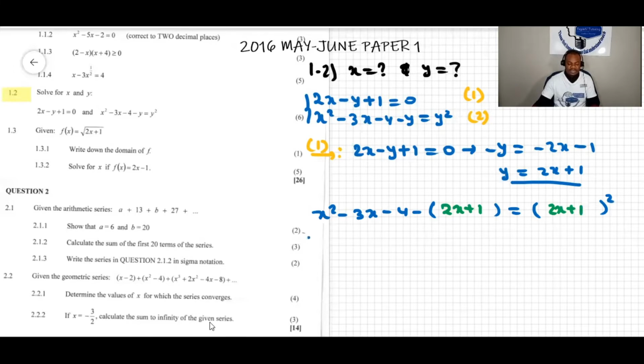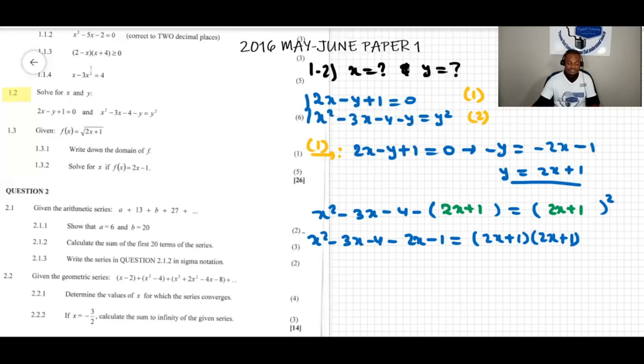This makes x squared minus 3x minus 4 minus 2x minus 1, because we need to be careful here. When we have a negative sign outside the bracket, it changes the signs of everything. So this is negative 2x now, and the positive 1 becomes negative 1. And this is equal to what? 2x plus 1 times 2x plus 1. We need to be careful here.